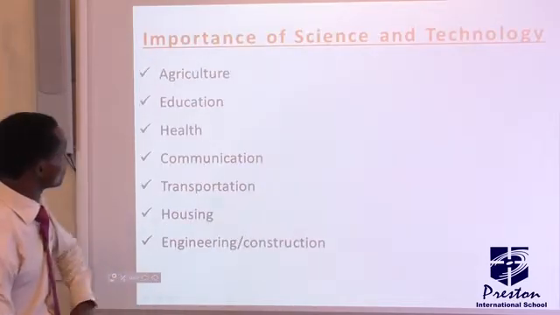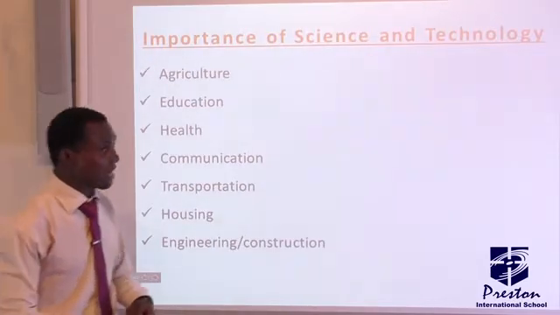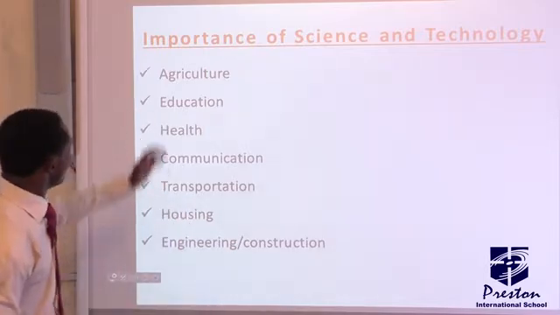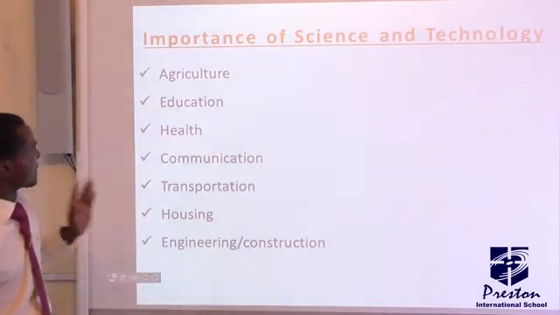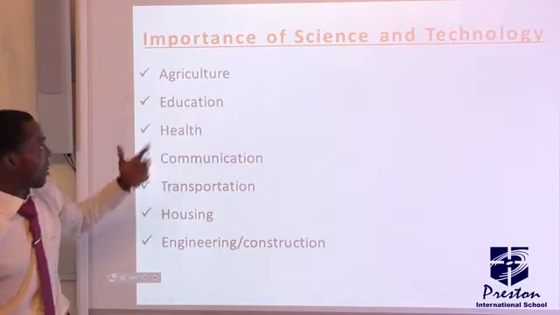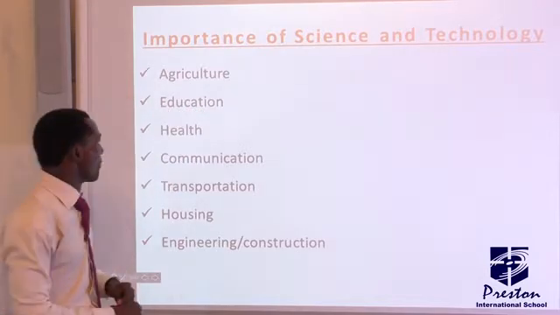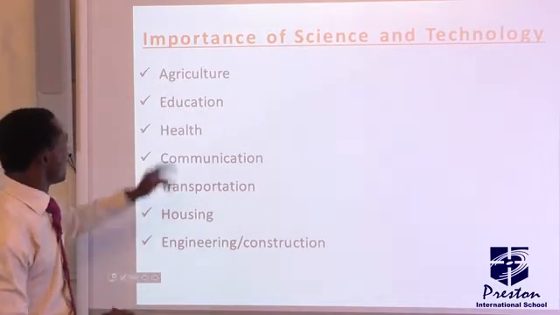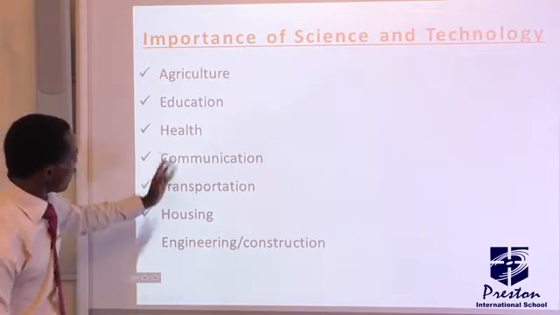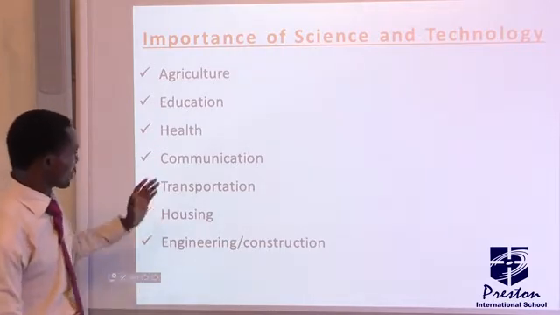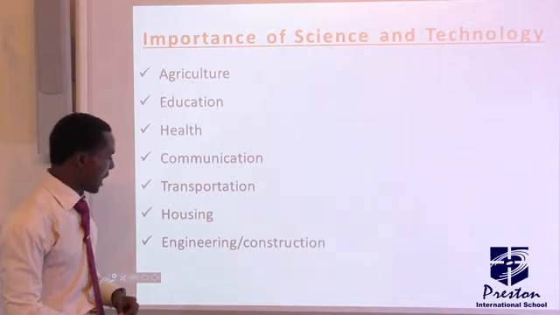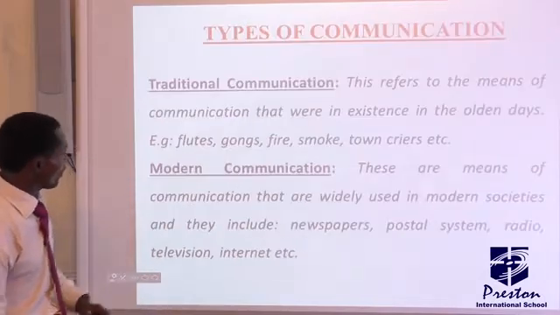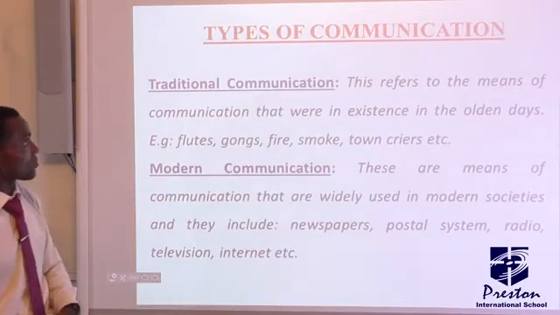Then we look at the second to the last, which is the importance of science and technology. These are the importance of science and technology. It has been so important in our agricultural use, in our educational use, in our healthcare use, in our communication, transportation, housing, engineering, and so on and so forth. We now look at the last one, types of communication.